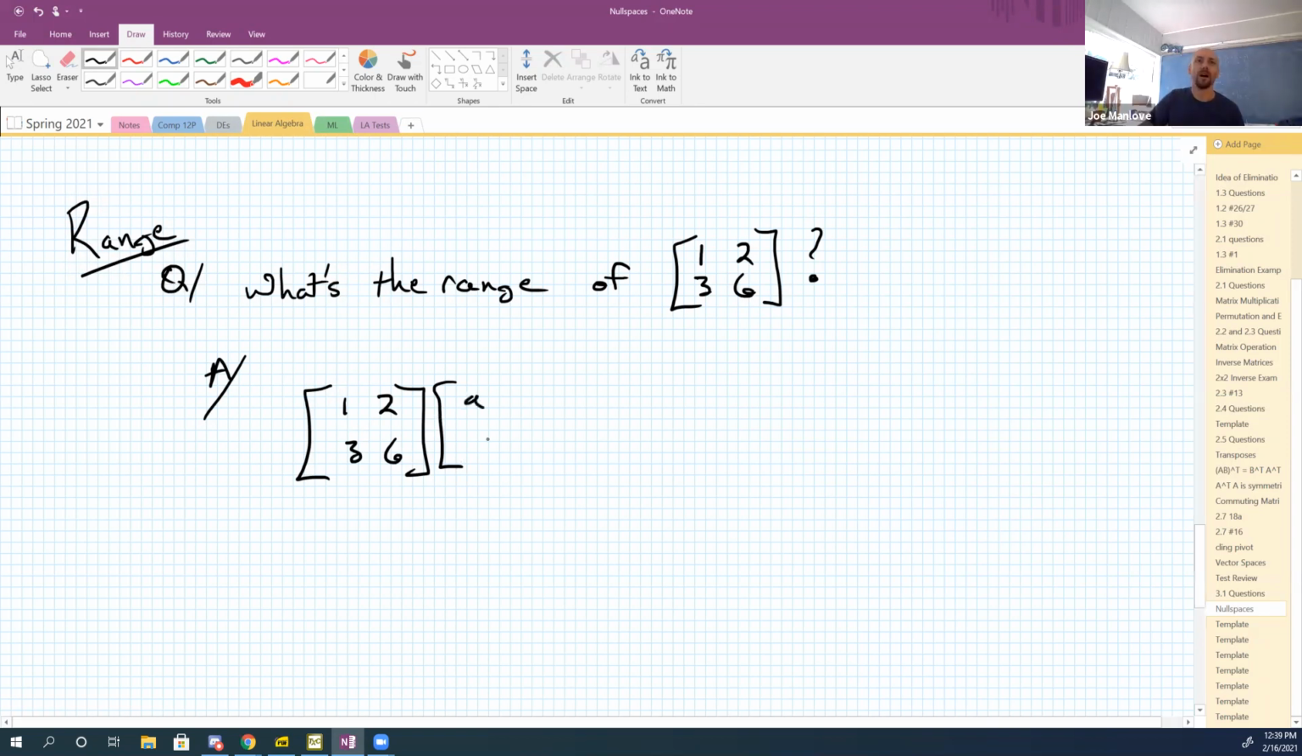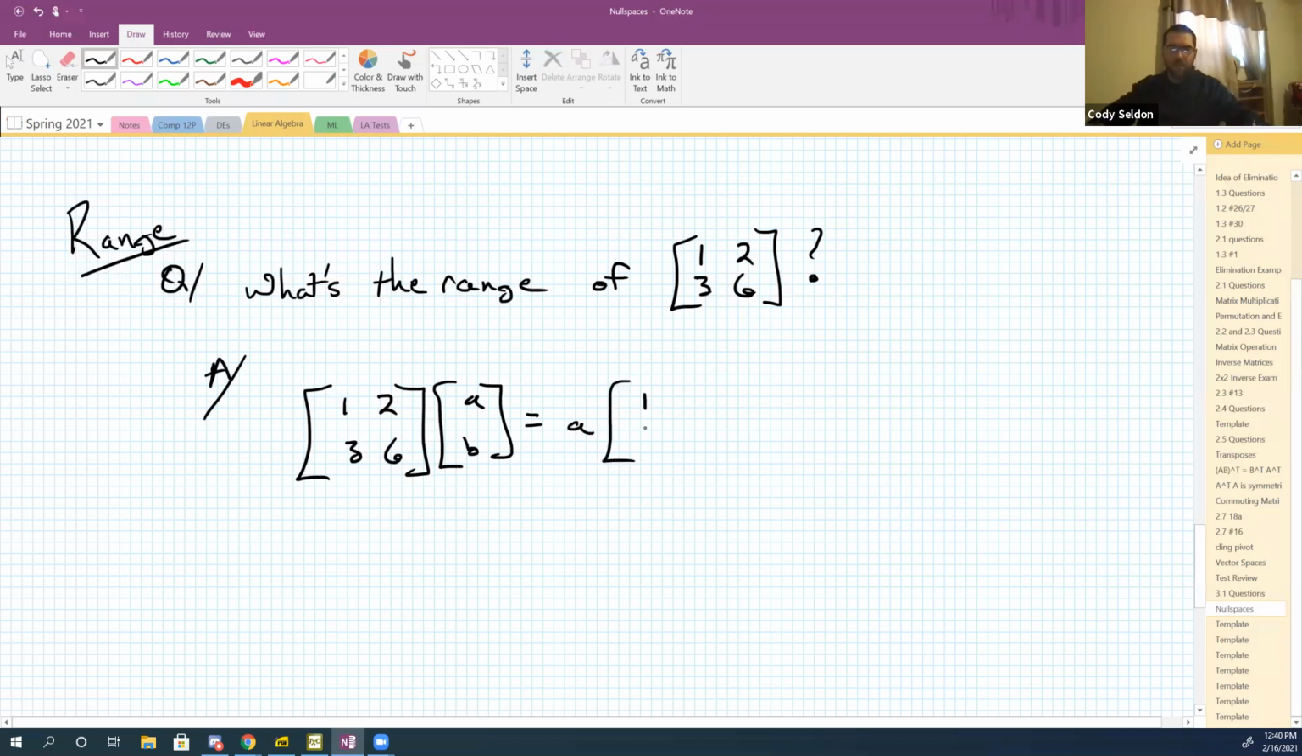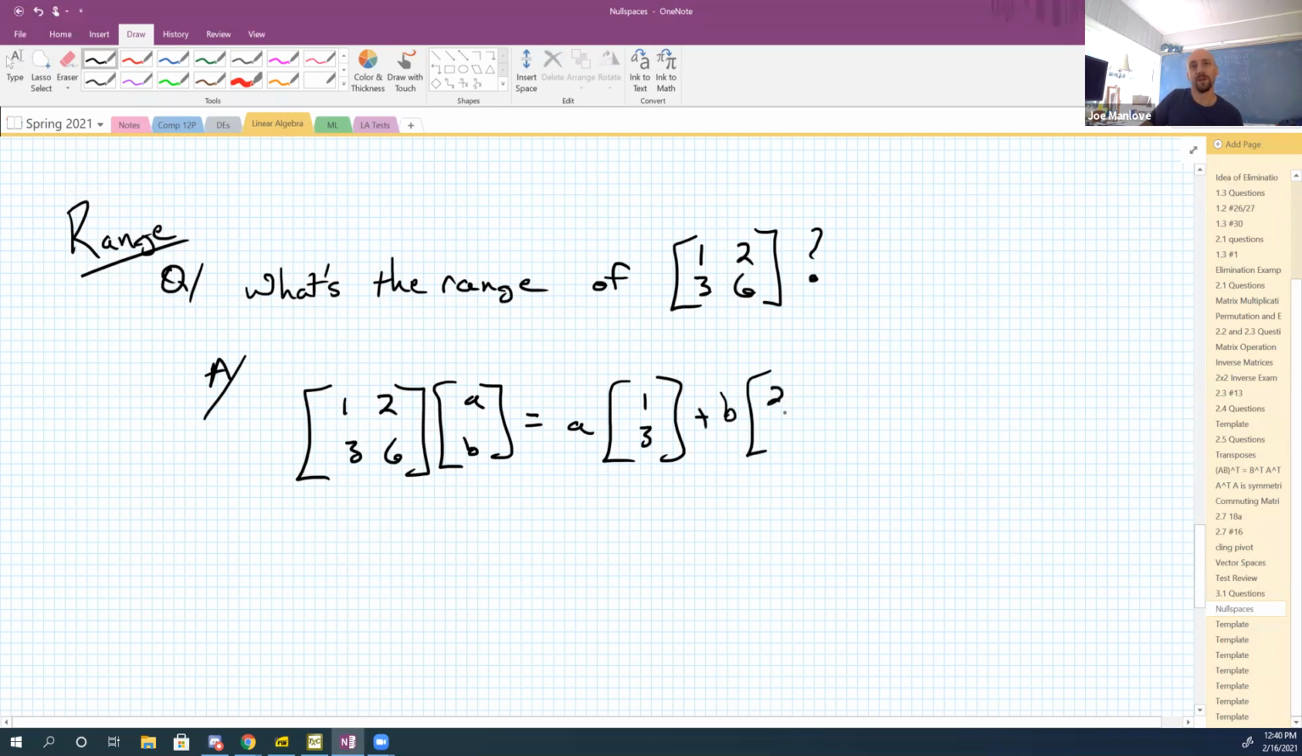So my claim is that for this one, you want to think about the column picture. So what does the column picture say this multiplication comes out to? A times (1, 3), B times (2, 6). Good.